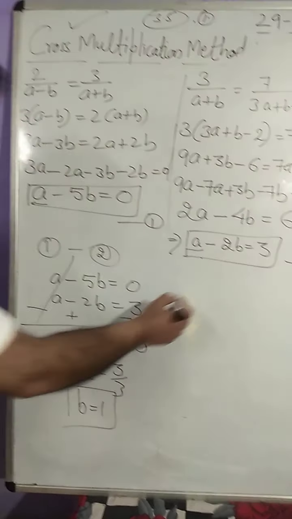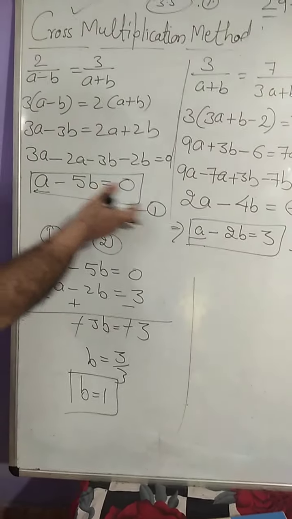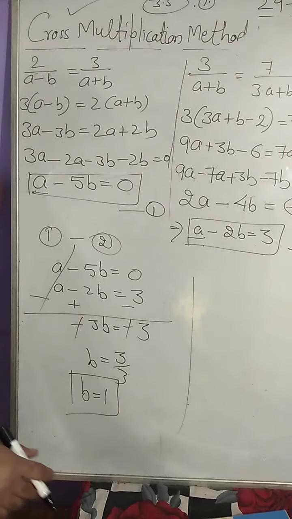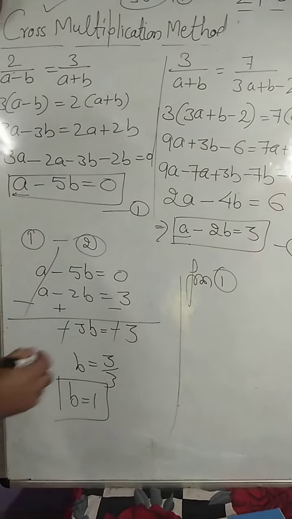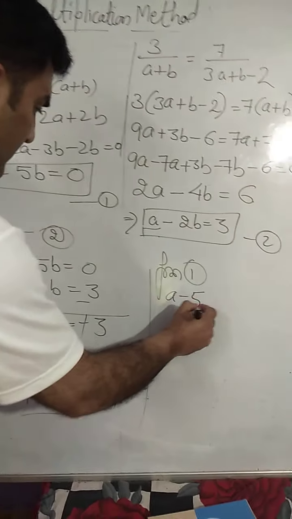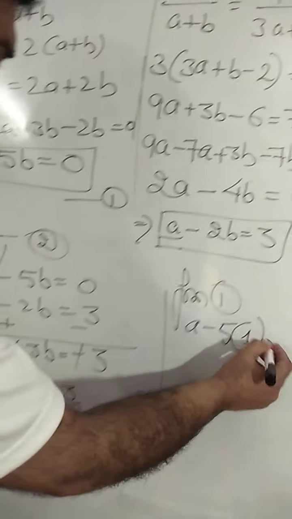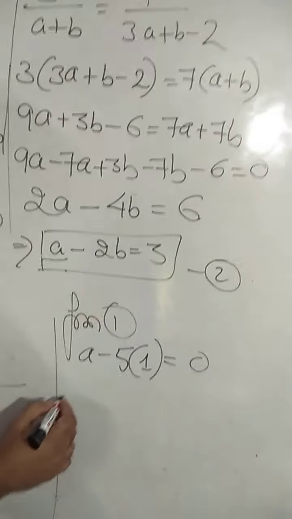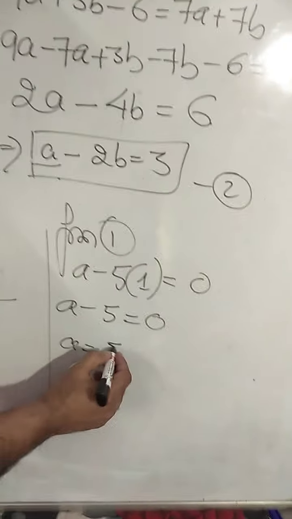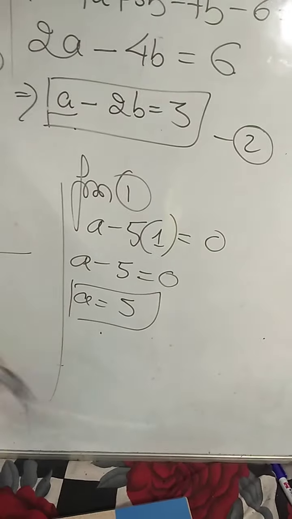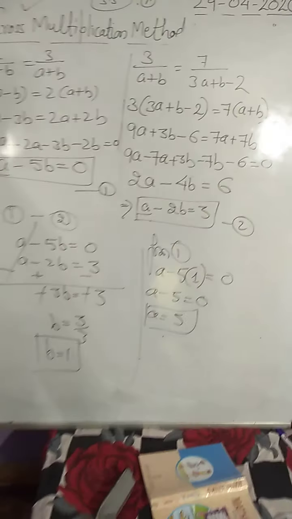b is 1. We will put this value of b in any one of the two equations, up to you. You can put it in 1 or in 2. I am putting it in 1. a minus 5 into b's value, which is 1. That is a minus 5 equals 0. What is a equal to? 5. This is how we will get the values of a and b.